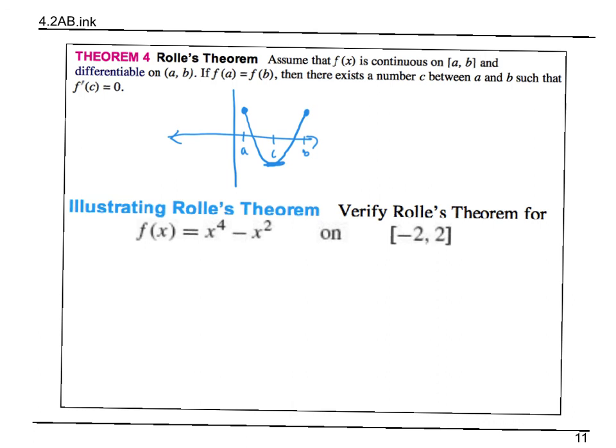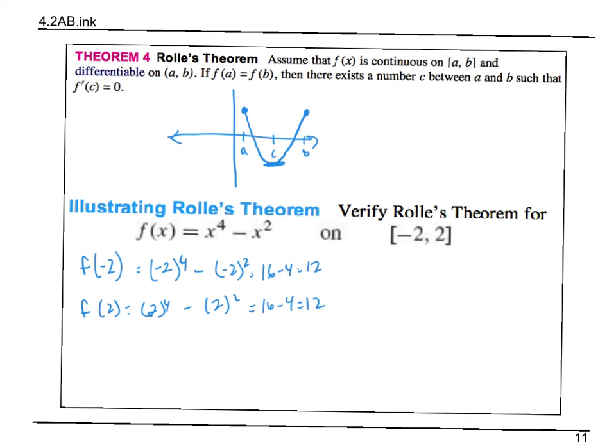So using Rolle's theorem, verify Rolle's theorem for this function. Okay. So the first thing I want to do is find the function values at each of these, -2 and 2. So I'm going to get 16 minus 4, 12. And if I do the same thing with 2, because it's an even function, I'm also going to get 16 minus 4, or 12. So my f of a equals f of b.